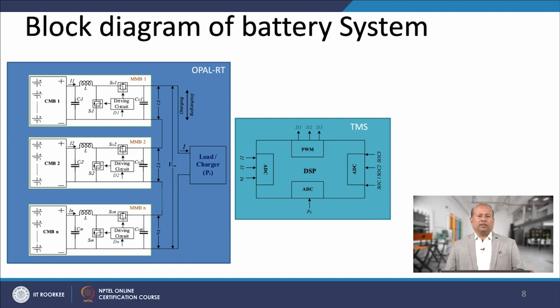These 3 signals are sent to the Opal RT through digital input pins for the 3 converters present in the plant. The Opal RT plant model consists of 3 battery modules and 3 converters that are connected to a common DC bus with a power demand of PD. Now, let us focus on its operation.